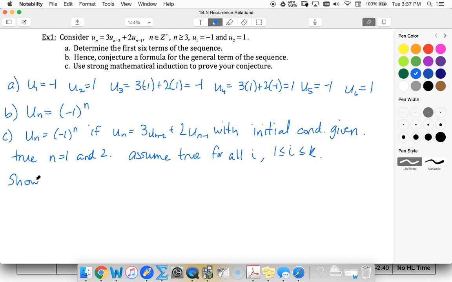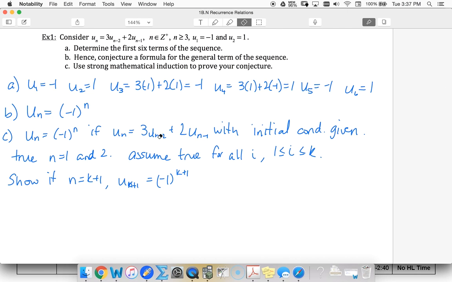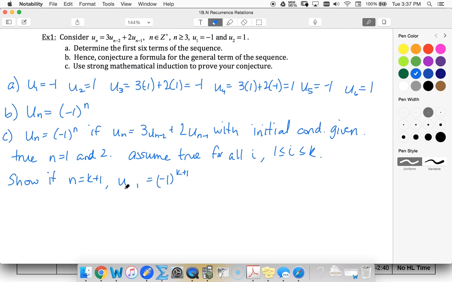Now we want to show it's true for n equals k plus 1, that our u sub k plus 1 is equal to -1 to the k plus 1. So that's what we want to show. And I'm going to start with u sub k plus 1 is equal to 3 u sub k minus 1 plus 2 u sub k. Based on my assumption up here, then I can say that's equal to 3 times -1 to the k minus 1 plus 2 times -1 to the k.